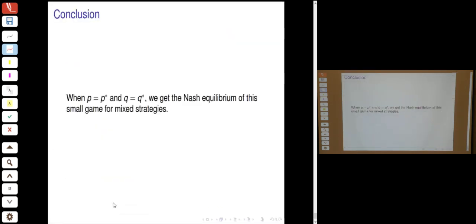So the conclusion is that if you choose P equal to P star and Q equal to Q star in the manner that we discussed, then we get a Nash equilibrium of this small game of mixed strategies, with these particular P star and Q star as the optimal parameters of mixing. Okay?